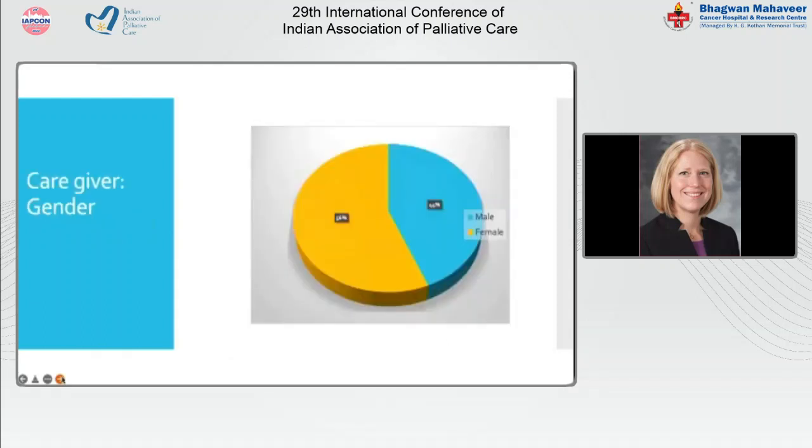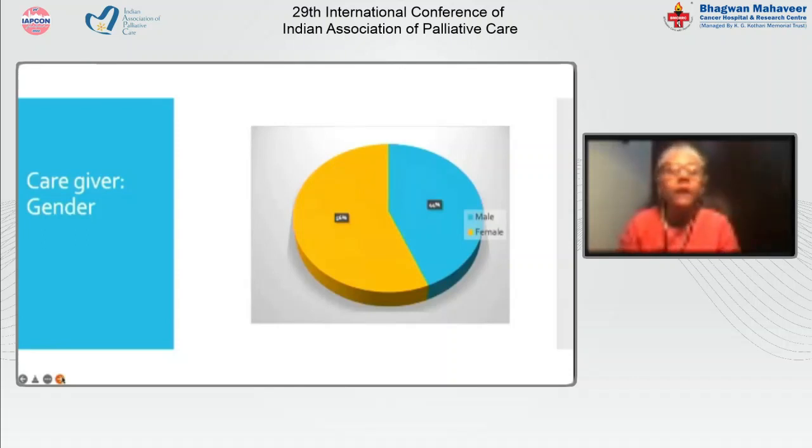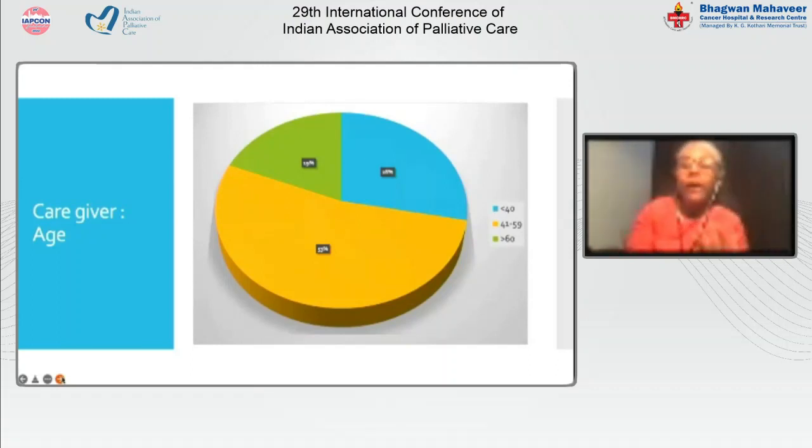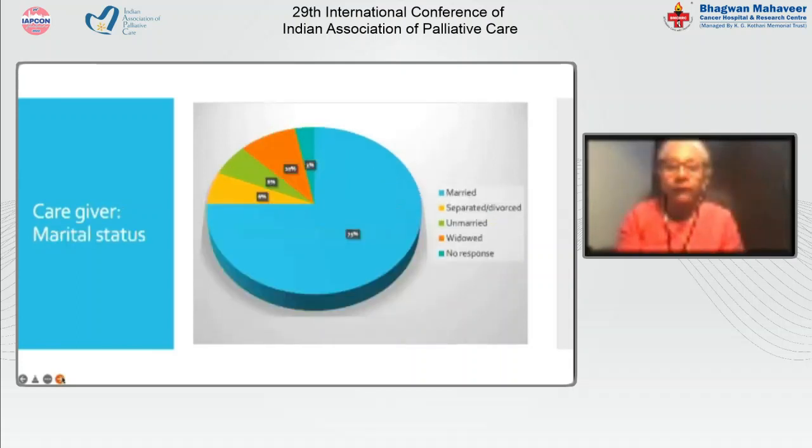From the results, we wanted to share that about 56% of respondents were female and 44% were male. These are the demographics, of which the age of the caregivers was mainly between 41 to 59, followed by under 40, and followed by more than 60. So it was the middle-aged, 41 to 59, who form the bulk of people who gave the caregiving.